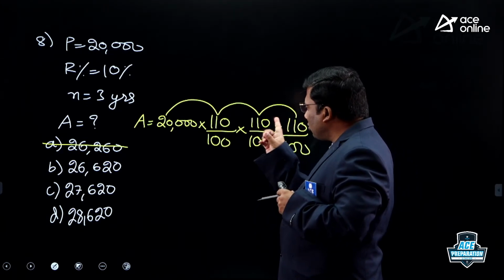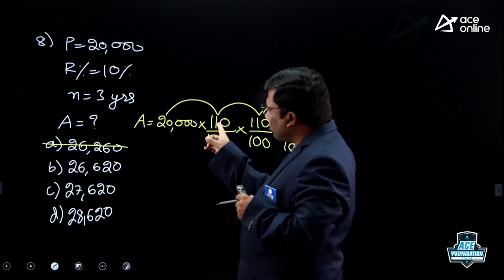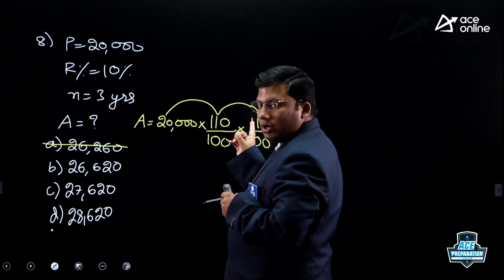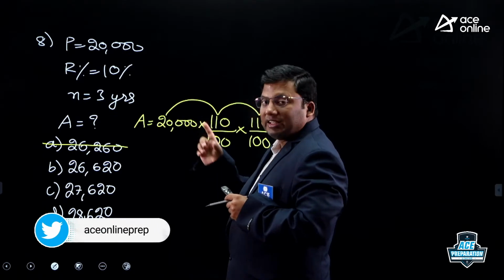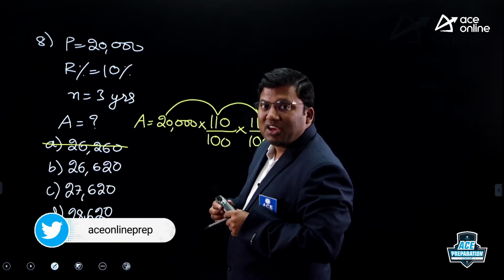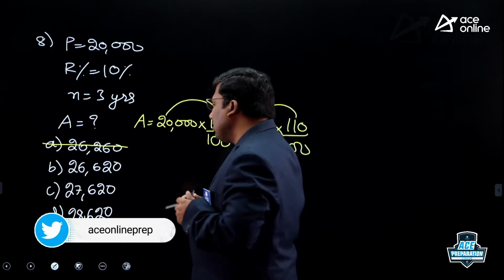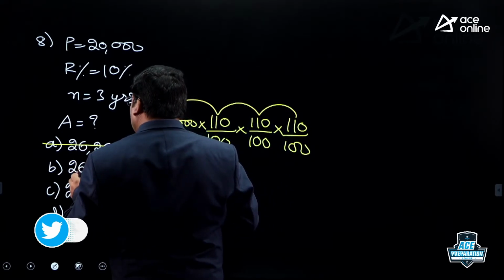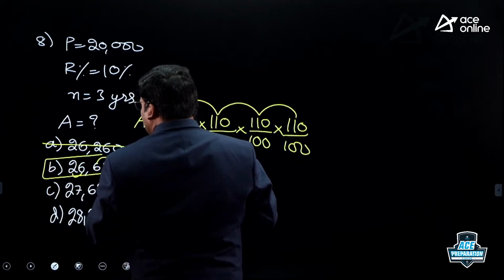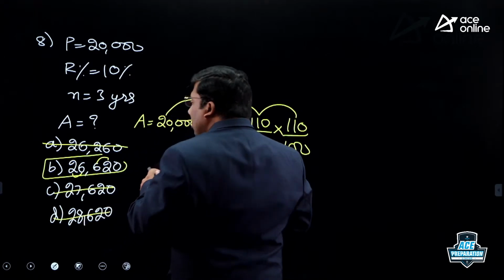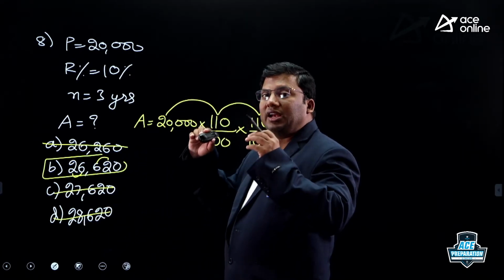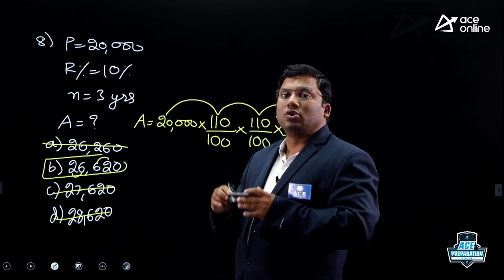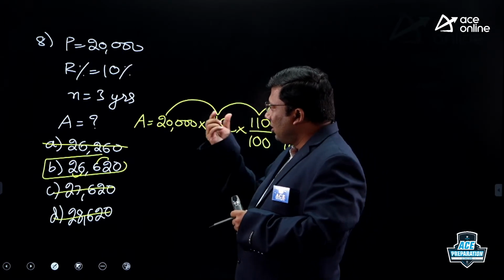110, it is 2. Here also 2. 2 into 2, 4. 4 into 2, 8. 8 into 2, 16. 16, what is the digital sum? 7. 6 plus 2, 8. 8 plus 8, 16. It is 7. You don't need to use any pen on the paper to solve this kind of questions.